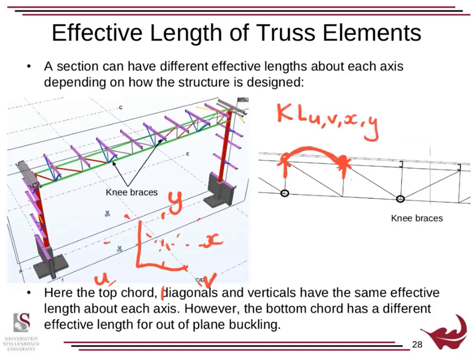So whether I've got U, X or Y, KL for U, V, X, and Y are all this sort of distance here. But now when it comes to the bottom chord, I've got a knee brace there and a knee brace there. So some diagonal member going down to the bottom of the chord, preventing sideways movement. And they stop any sideways movement there and there. And also, where do I stop vertical movement? Well, with these vertical truss element members there, there, and there.